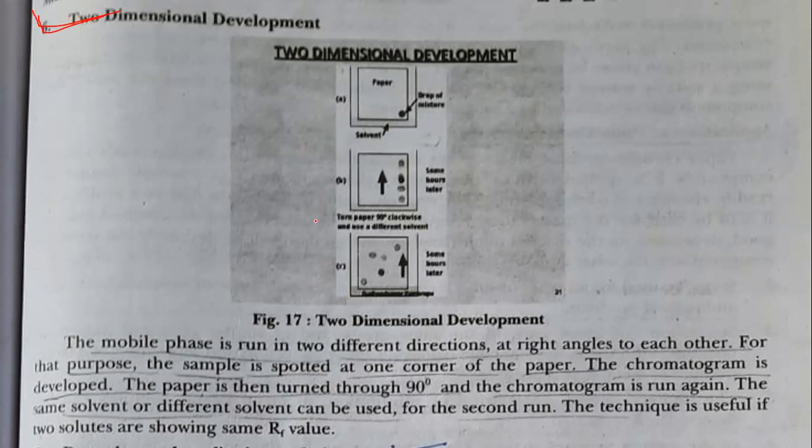That is, the first time it is moved in this direction, and the next time it is moved in the horizontal direction. Hence there is a two-dimension.